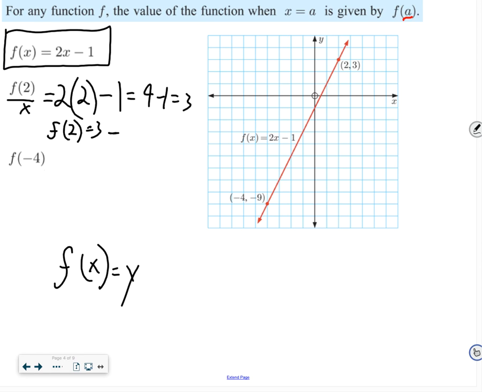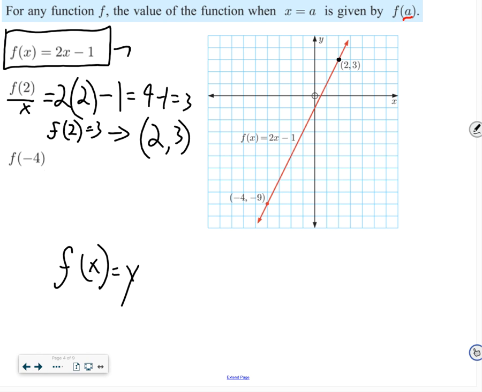So I can take this information, and this tells me an ordered pair. The ordered pair is my x is 2, my y is 3. Okay, so I can graph that over here on my graph, (2, 3). Okay, I can graph another point by doing an input as my x being negative 4.